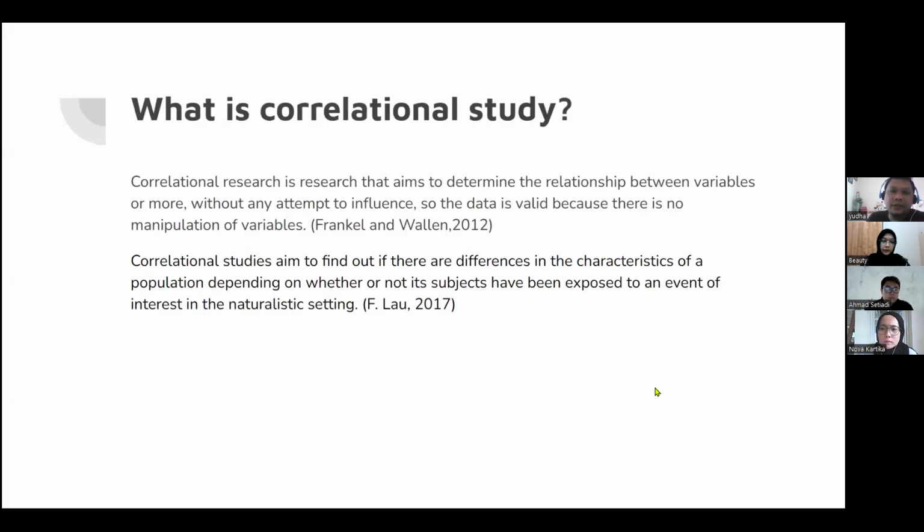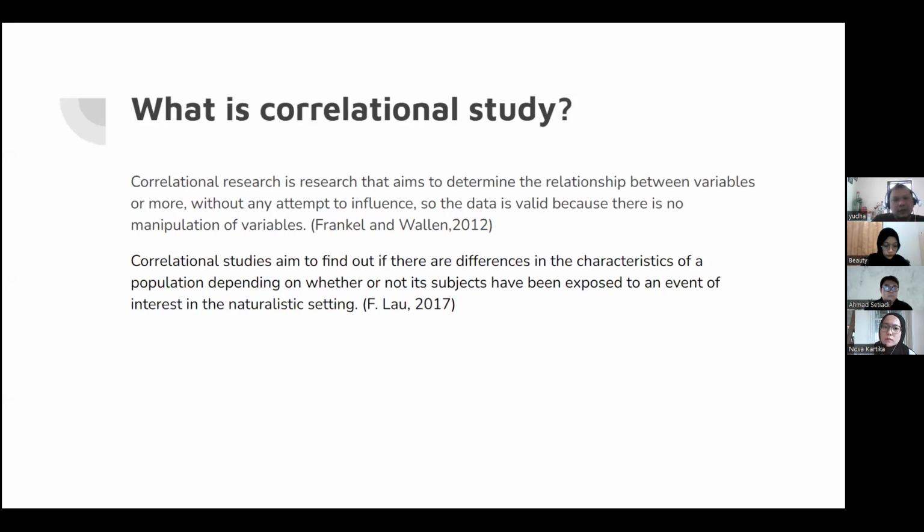The first is we are going to discuss the correlational study, and the understanding of correlational study. Correlational research is research that aims to determine the relationship between two or more variables without any attempts to influence them. So the data is valid because there is no manipulation of variables, based on Frankel and Wallen 2012.